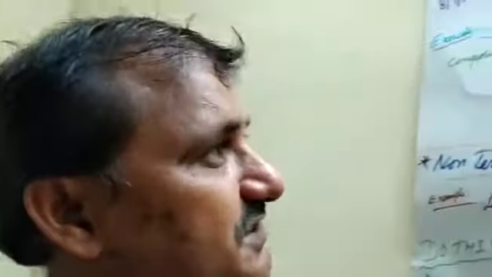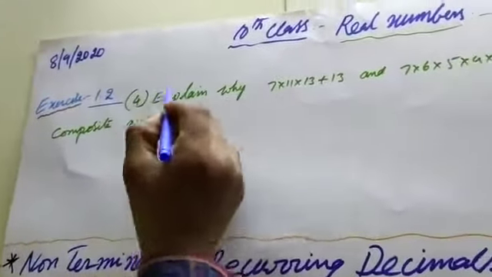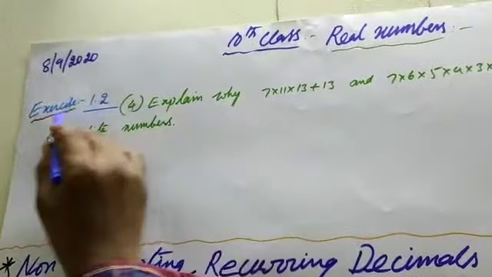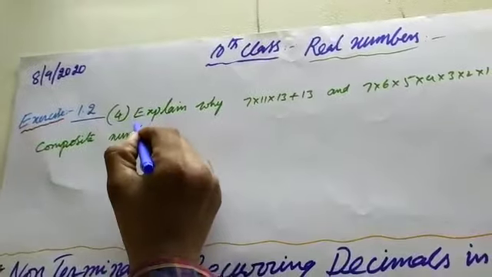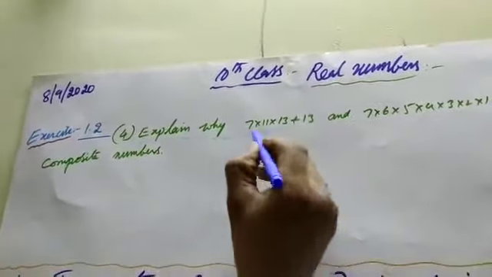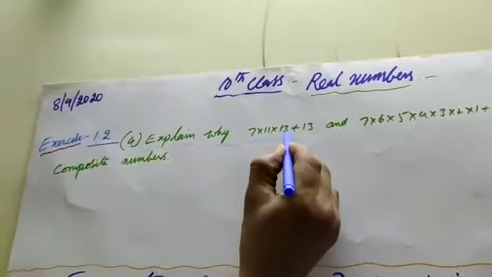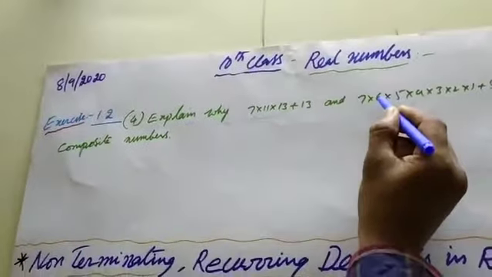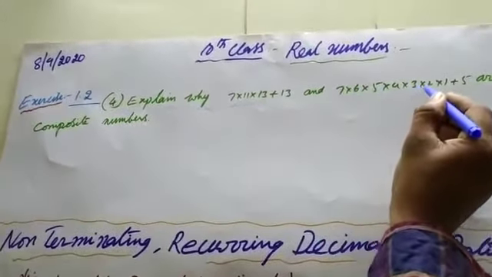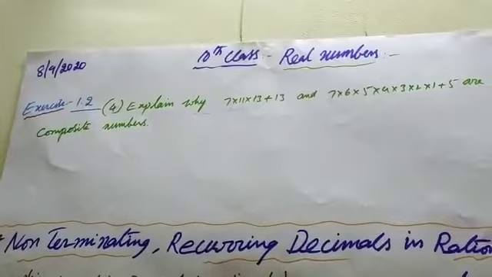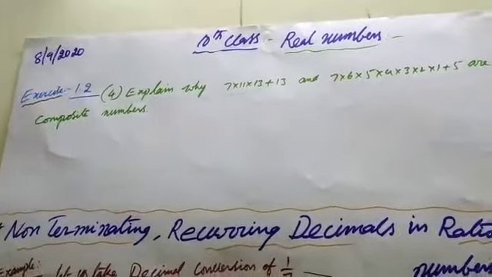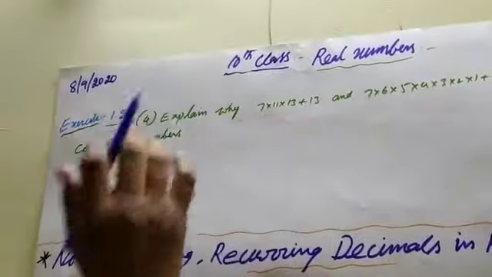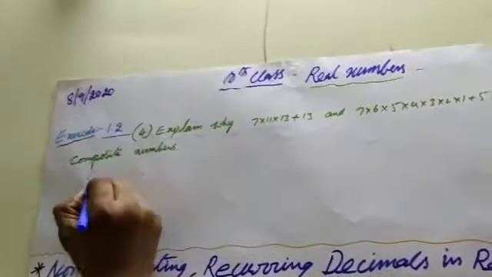The continuation of yesterday. See, exercise 1.2, fourth sum. Explain why 7 into 11 into 13 plus 13 and 7 into 6 into 5 into 4 into 3 into 2 into 1 plus 5 are composite numbers. I did not satisfy you yesterday with the explanation of this sum.